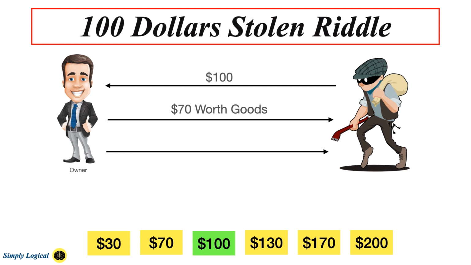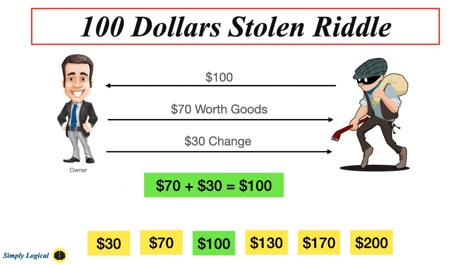Then the owner also loses $30 when he gives the man his change. So the total loss encountered by the owner is $70 worth of goods plus $30 change, which is equal to $100. Thus the answer to this riddle is $100. Even though the sentences used in the riddle may confuse you in achieving the correct answer, if you analyze the riddle step by step, then the whole analysis becomes simple.